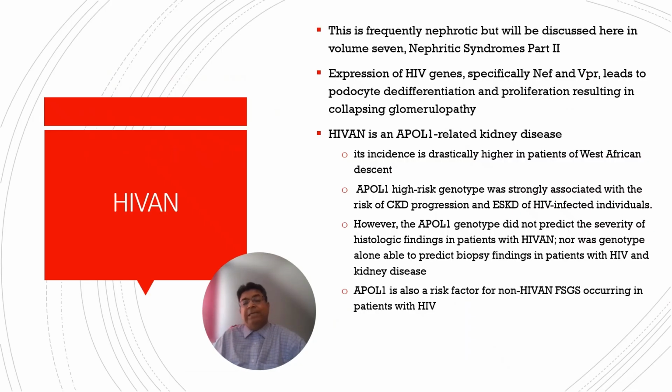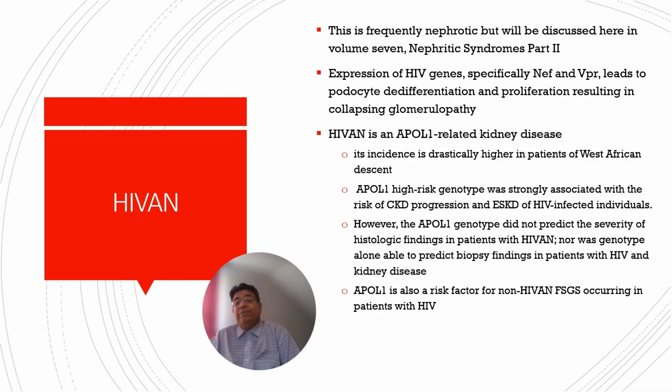Let's talk about HIVAN, HIV-associated nephropathy. This is frequently nephrotic, but will be discussed here in volume 7. Expression of HIV genes, specifically Nef and Vpr, leads to podocyte dedifferentiation and proliferation, resulting in collapsing glomerulopathy. HIVAN is an ApoL1-related kidney disease, and because high-risk ApoL1 genotypes are found most abundantly in patients with sub-Saharan African ancestry, it makes sense that the incidence of HIVAN is drastically higher in patients of West African descent.